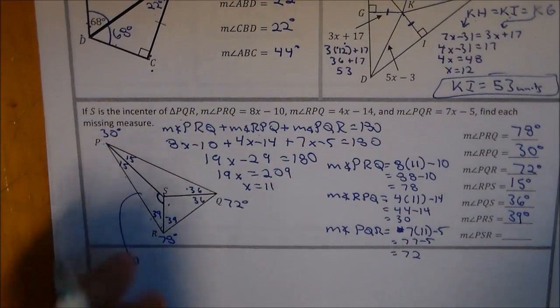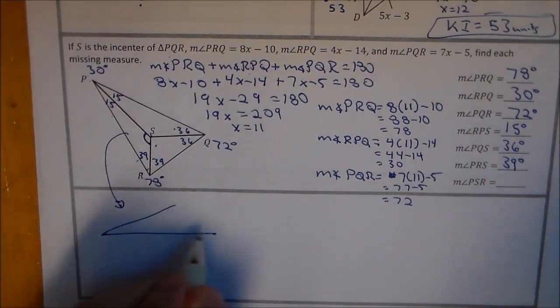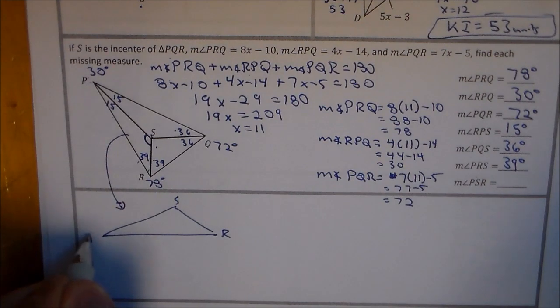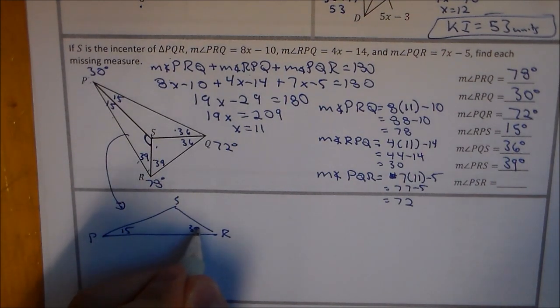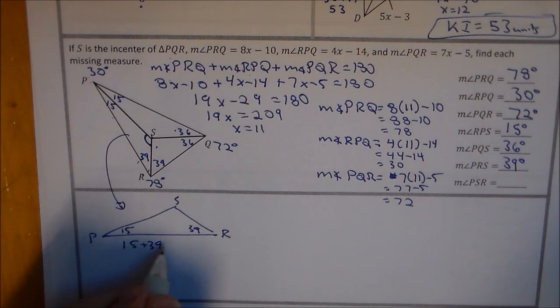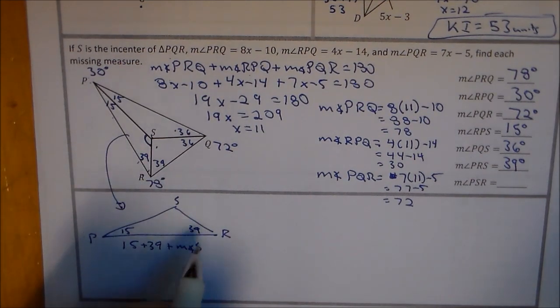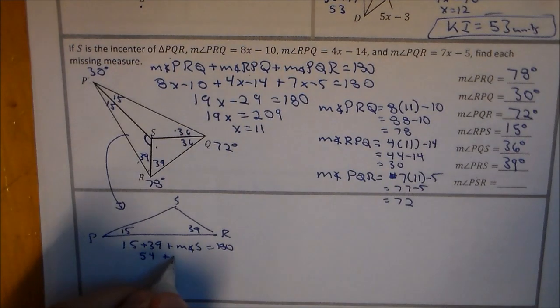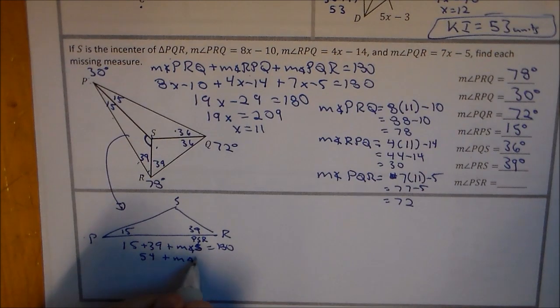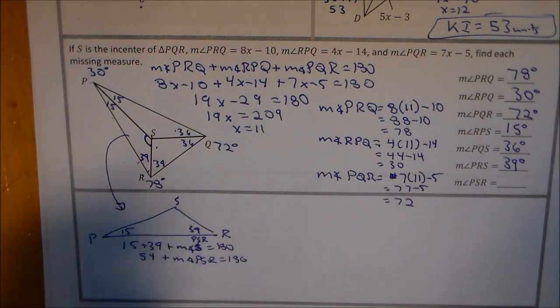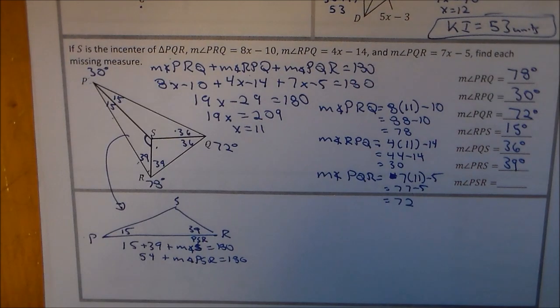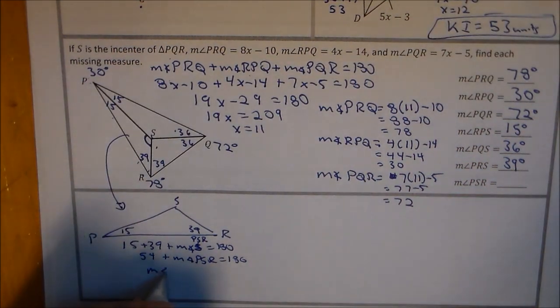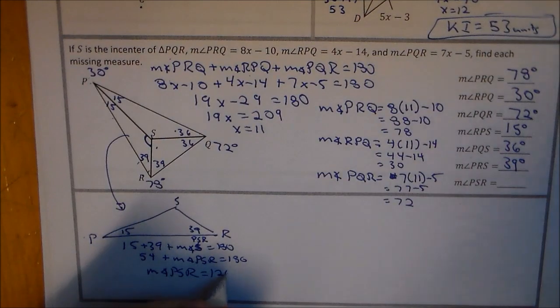Well, I know it's a part of the triangle with 15 and 39. So I'm going to do 15 plus 39 plus the measure of angle, I'm just going to write S here, equals 180. So 15 plus 39 gives me 54. Should write this PSR here, PSR. We subtract it from 180. We get the measure of angle PSR is 126.